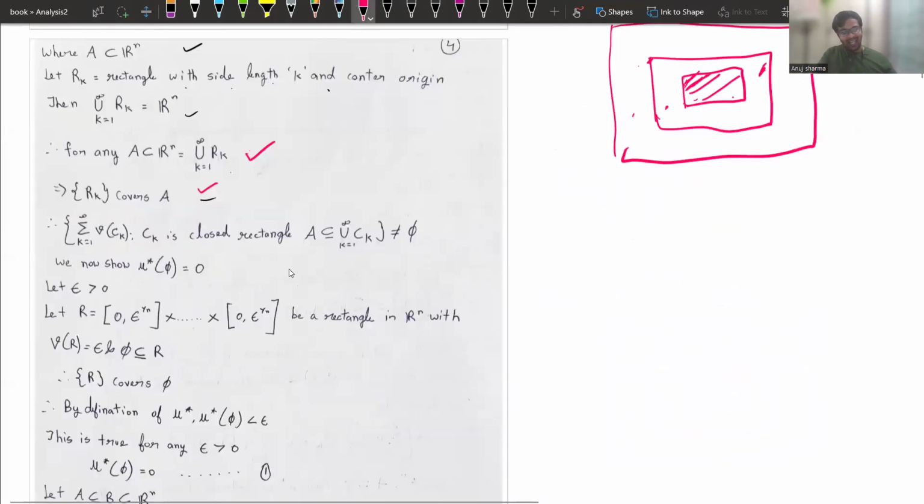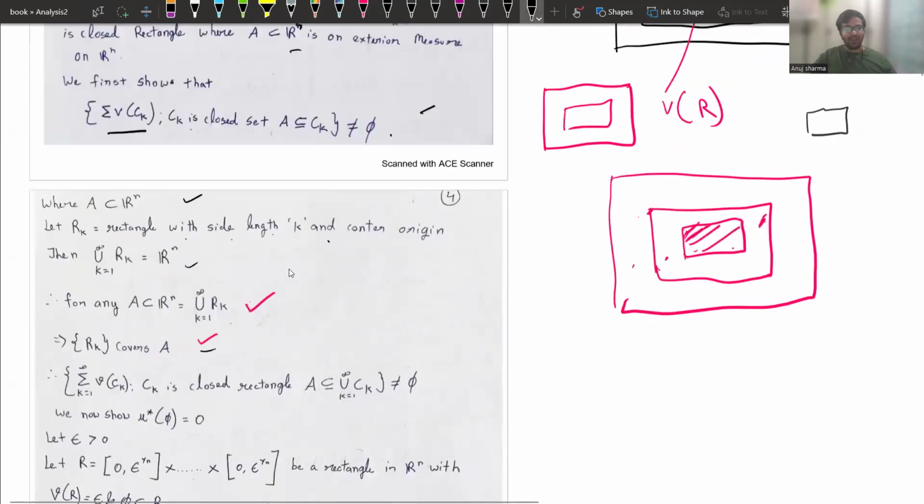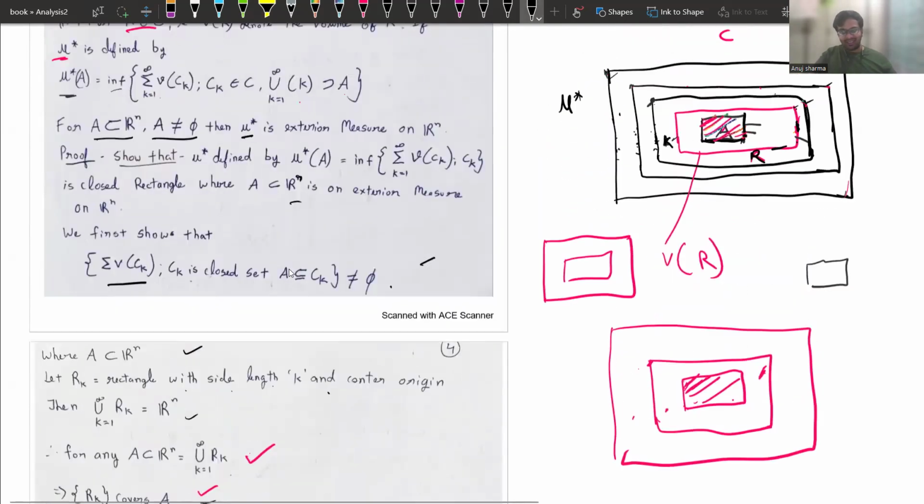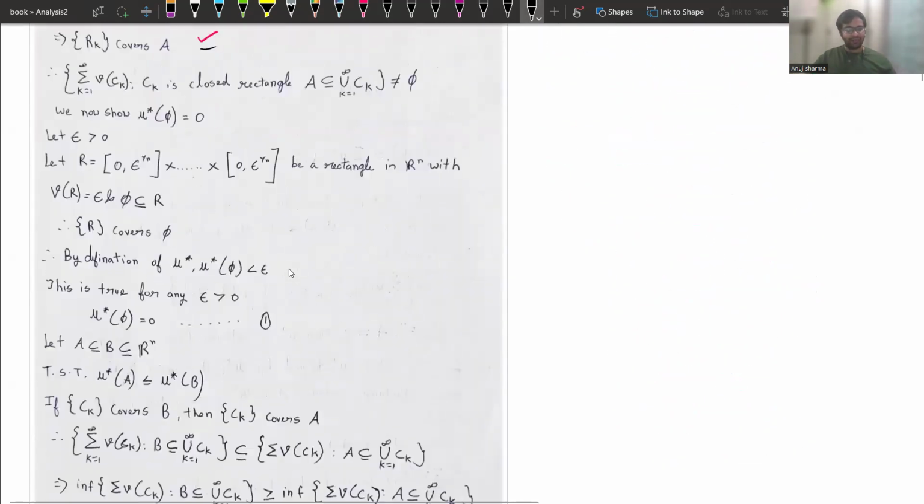And we can say that the volume of R_k is a closed rectangle, A is a subset of this, and A is not equal to the null set. So as R_k is covering A, it is covering A, right? If it were a null set, then as we saw, the measure would be zero. But it is covering, right? It is not a null set. If it is covering, then it has some value, and it is not a null set. This is what the theorem is saying.